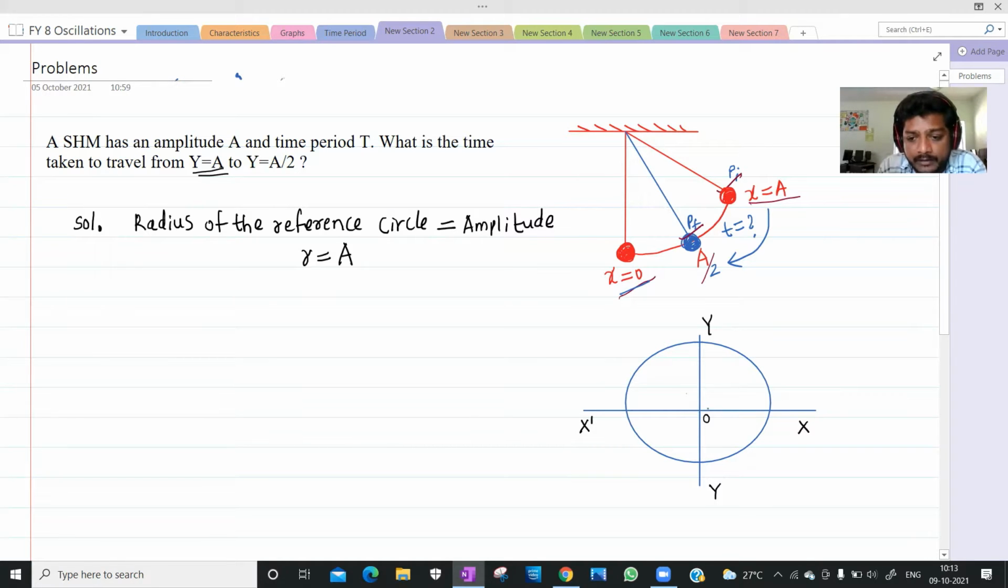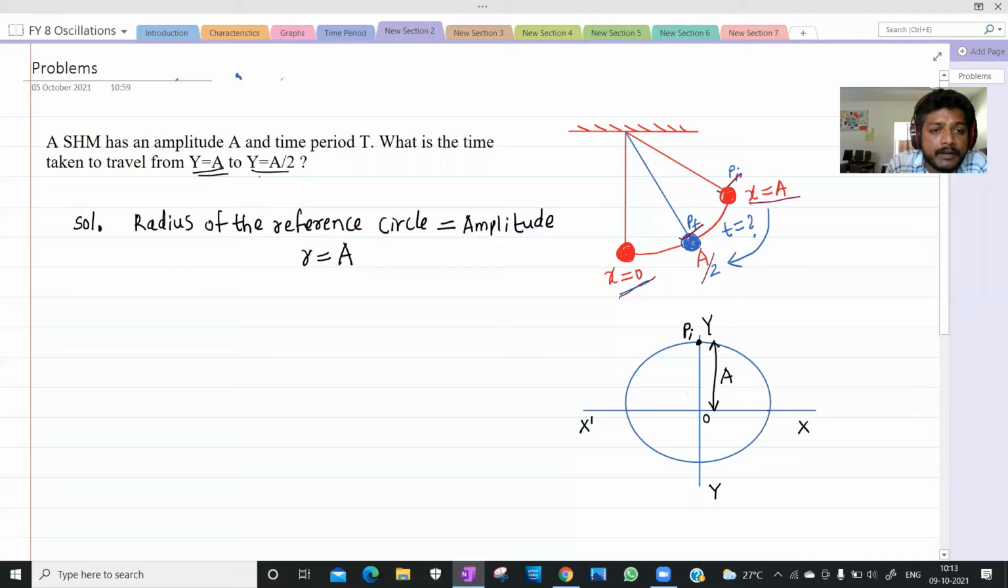Now the particle will be here, y equals A on the y-axis. Initially the particle will be here, at P initial, from the mean position. The total distance from here to here is capital A.